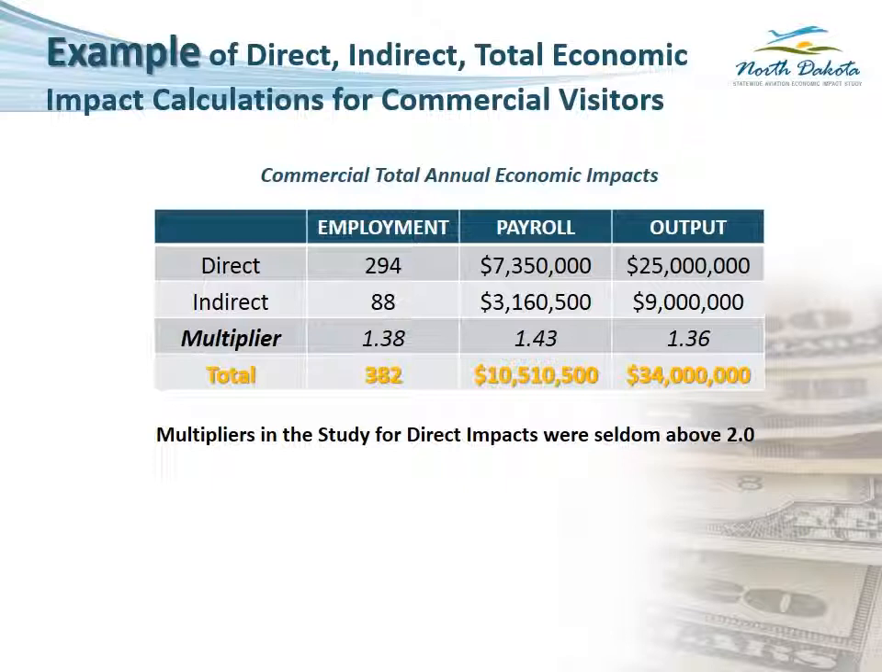Here's another example of direct, indirect, and total impacts for our previous example of direct impacts in the commercial visitor category. The process is the same here. Direct impacts are entered into Implan. The model, considering the type of input and location of the input, then estimates total economic impact, which in turn enables us to show what portion of each airport's total economic impacts are related to the indirect activities that are supported by the direct activities.